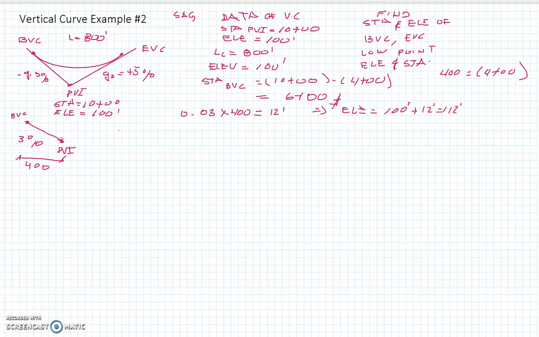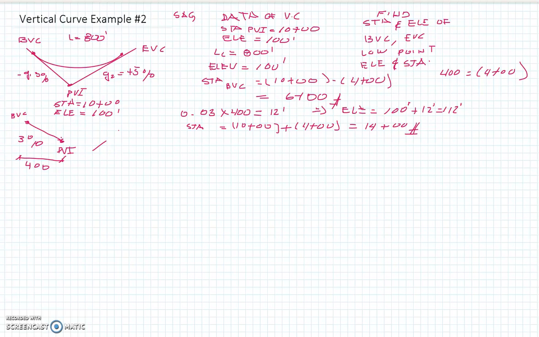So for the station of the end of the vertical curve, the station is 10 plus the distance from here to here, which is half of 800. So my station will be 10 plus 00, and I add half of my curve, which is 4 stations, and that gives me 14 plus 00.